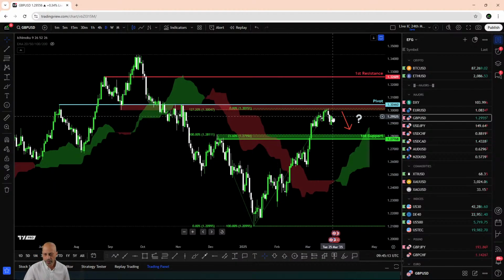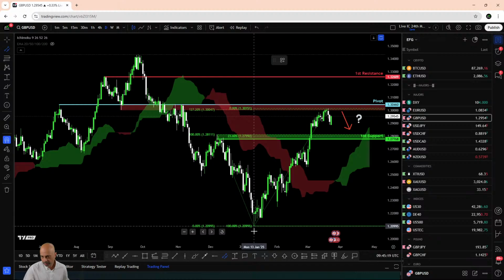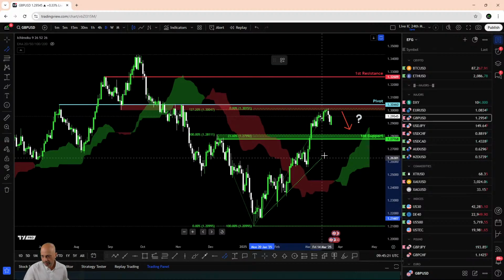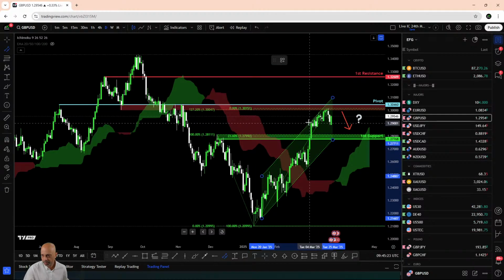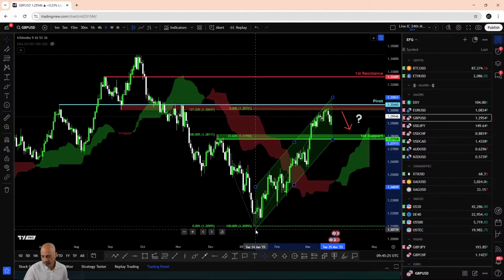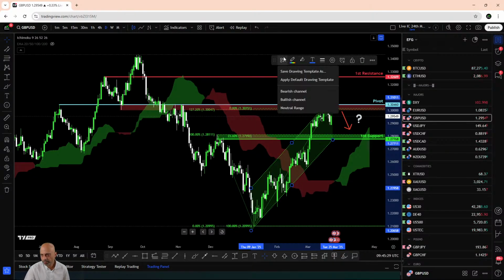So we do see the Aussie and the cable in a strong uptrend. In fact, I think we could probably even identify a nice bullish channel. Yep, we could probably even identify a pretty decent bullish channel as well. There we go, a pretty decent bullish channel for the cable.